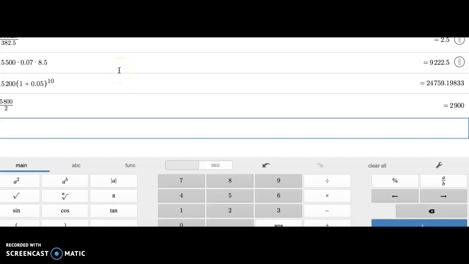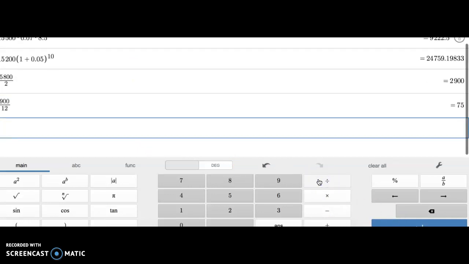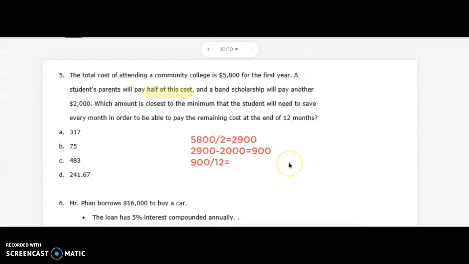And we got 900 divided by 12. And it tells us the answer is 75. Let's go here. We look, 75 is one of our answer choices. Yes, it is. All right, so that's the first set of questions. I'm going to post a second video with the second set of questions. All right.